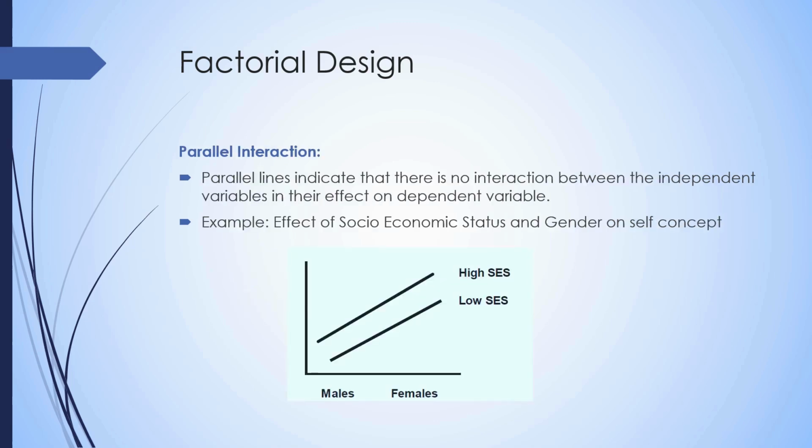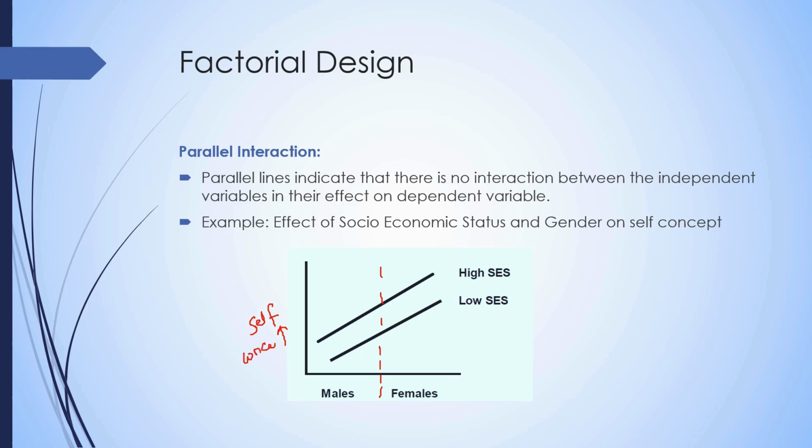First, parallel interaction. Parallel lines indicate that there is no interaction between the independent variables in their effect on the dependent variable. So we have a line graph here. So you need to understand this graph. This can be a bit tricky. So here how you have to read this is the male zone. Okay. So whatever line you see in this area will be for males and this is the female zone. So whatever part of the graph comes here would be the female zone. And this is their dependent variable. So what is the dependent variable here? Self-concept.